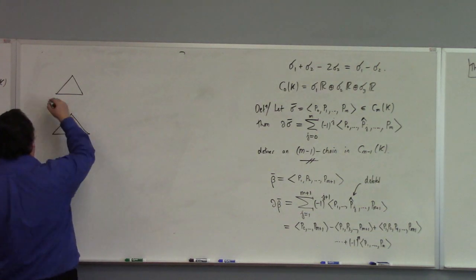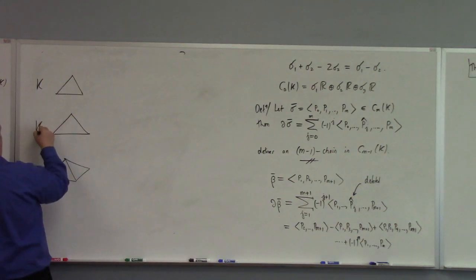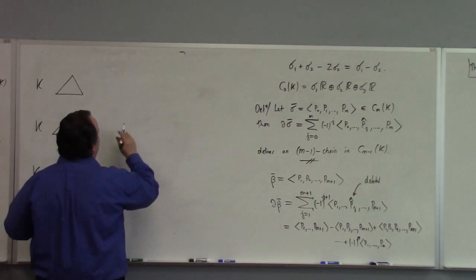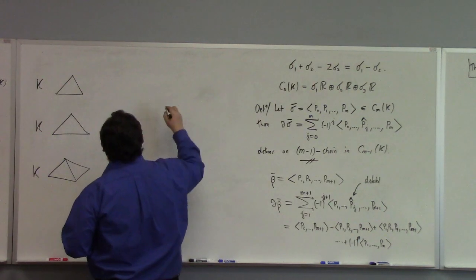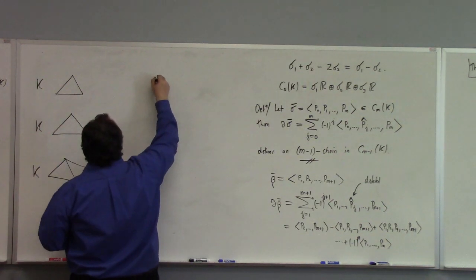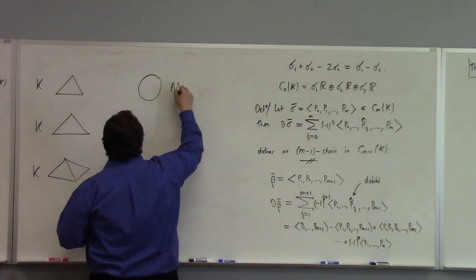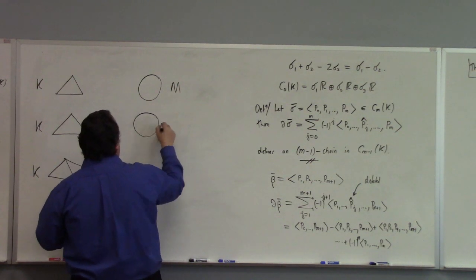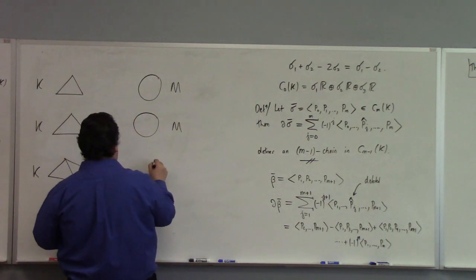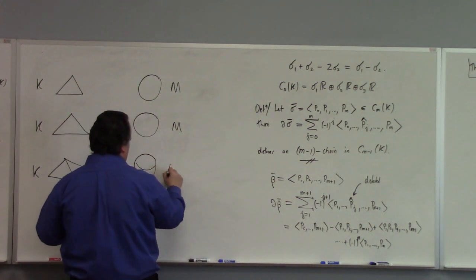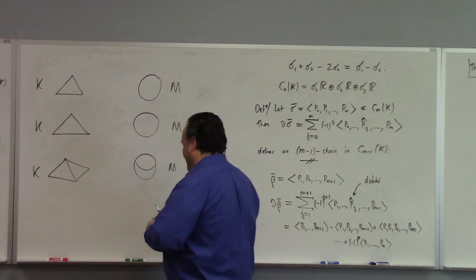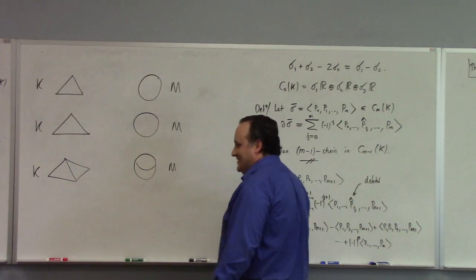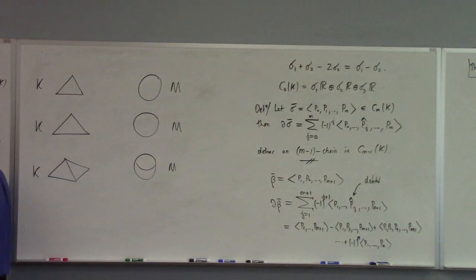These are each a simplicial complex, K. And then over here, M. This can be clipped out of context and used against me by my enemies.